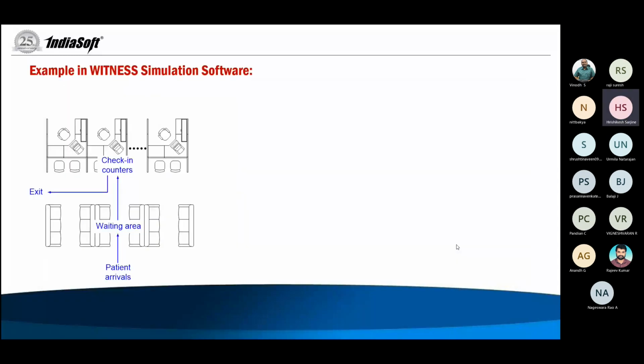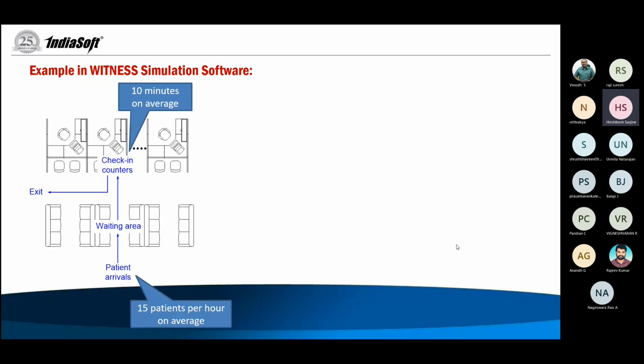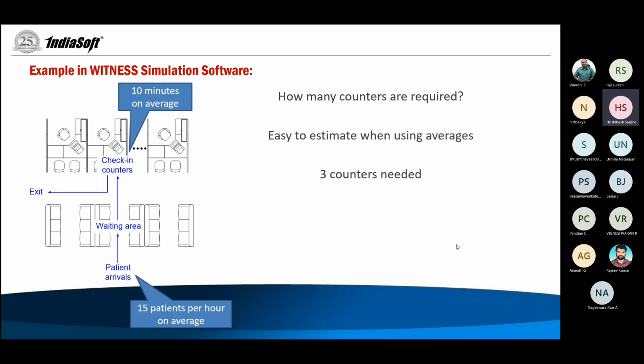So, an example in Witness simulation software. Consider there are three counters where our patient will come for checking. The patient will arrive through our waiting area, and then go to the checking counter, and from there they will exit towards the left. If we consider 15 patients per hour on average, and it takes 10 minutes on average for one checkup, how many counters are required? Easy to estimate using averages: three counters are needed.